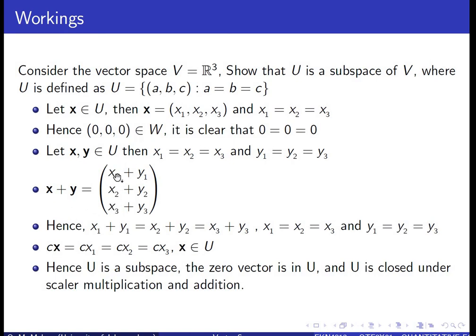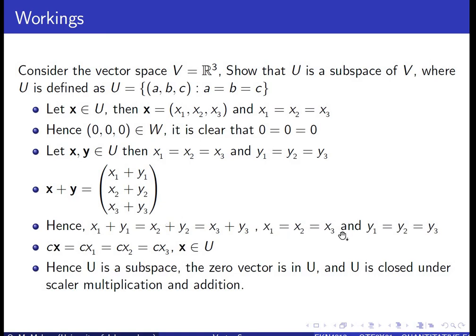For instance, if x is 1, every component is 1 for x. I have 1, 1, 1. And every component is 2 for y. I have 2, 2, 2. If I add, 1 plus 2 is 3. 1 plus 2 is again 3. 1 plus 2 is 3. So if that's the case, it means every component of the sum should be equal.